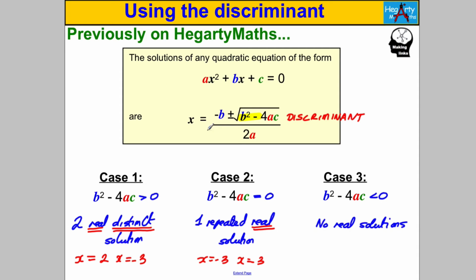So we could look at a quadratic equaling 0, we could calculate the discriminant, and we could tell before we even use the formula whether it has 2 real solutions, 1 repeated solution, or no real solutions. And that's what we're going to do. And that's how cool the discriminant is and how you can use it. Okay, let's try some questions.